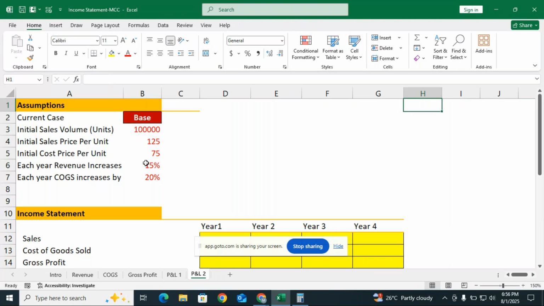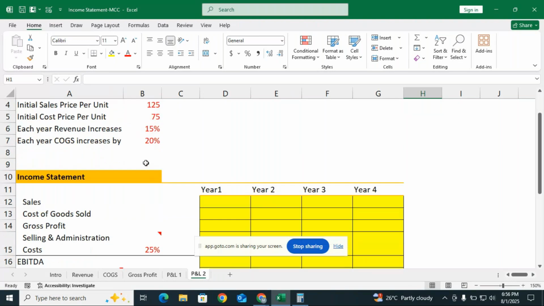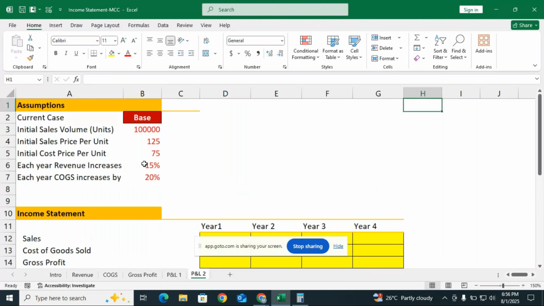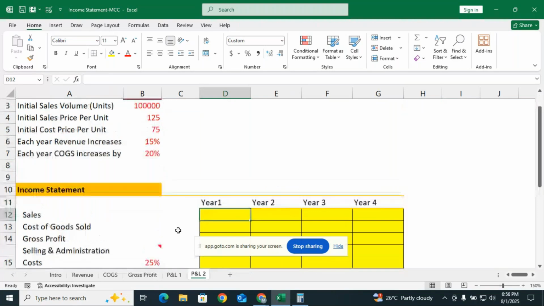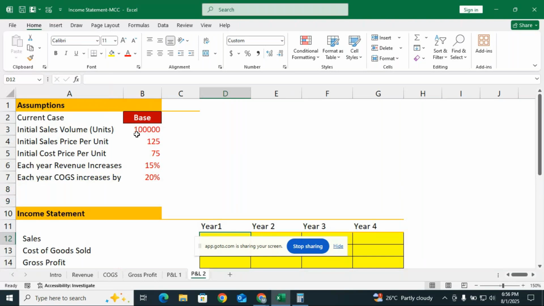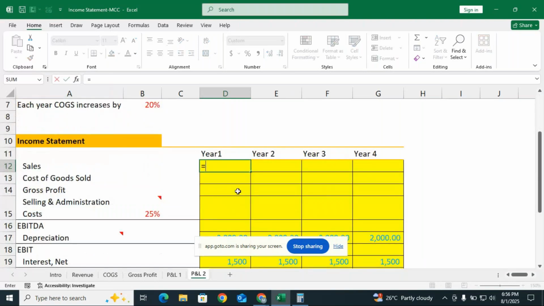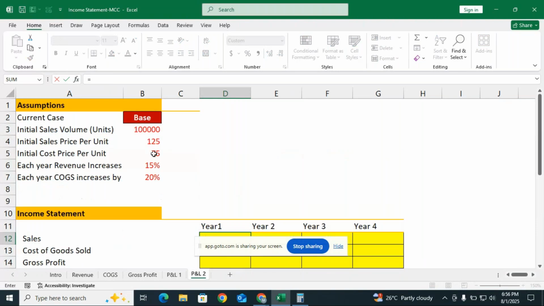And each year, revenue increases by 15% and the COGS increases by 20%. I think you have already had the experience of working on this, where each year revenue increases by 15% and COGS increases by 20%. So for the first year, what are the sales? 1 lakh units have been sold, right? So equals 1 lakh into selling price of 125 per unit. So your total sales is 1 crore 25 lakh.